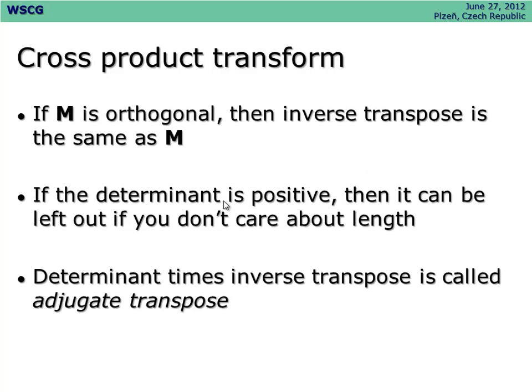So if M is orthogonal, then the inverse transpose is the same as M, and the determinant of M is 1. So we wouldn't have to go through all of this to transform a cross product properly. But if we have something like a shear or a non-uniform scale, then we have to worry about this kind of thing.